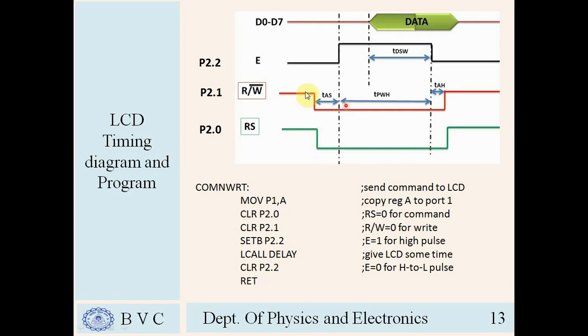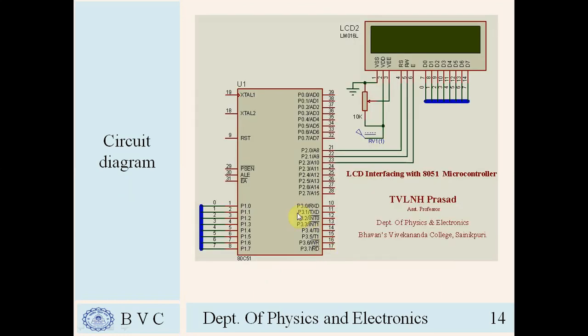Then return. So these are the 3 steps. First, register select is equal to 0 for a command. If register select is equal to 1, you are giving some data. The next one is read/write should be made equal to 0, then enable should be made high, then low, right?